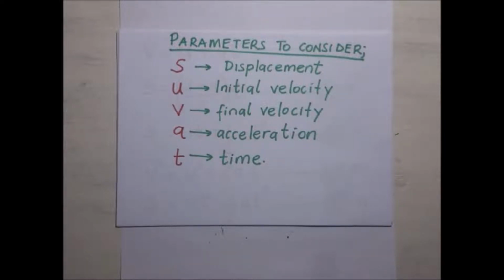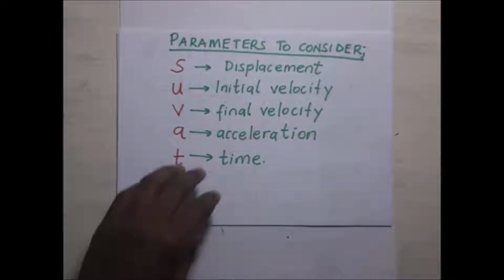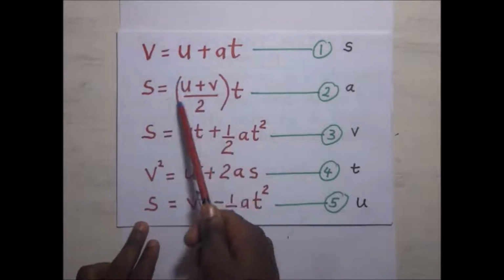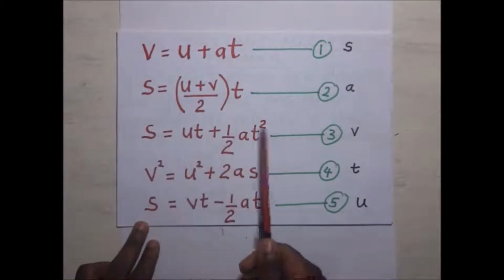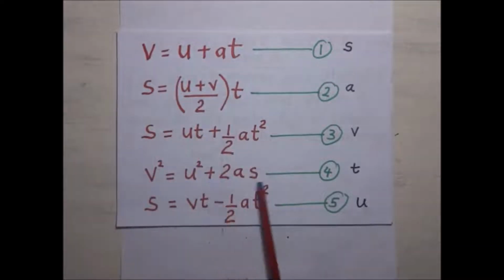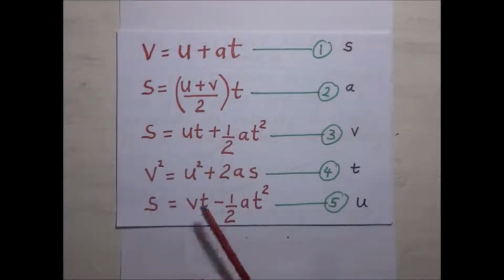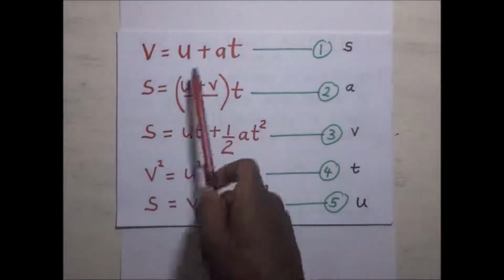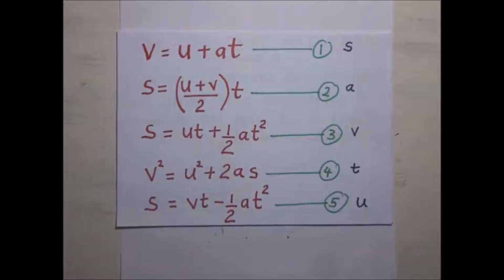Now, what are these equations that we are trying to derive? The equations of motion are basically 5. We have the first equation of motion, which is V is equal to U plus AT. We have this one, we have that one. For displacement, we have this one for V squared is equal to U squared plus 2AS, and then finally that one.